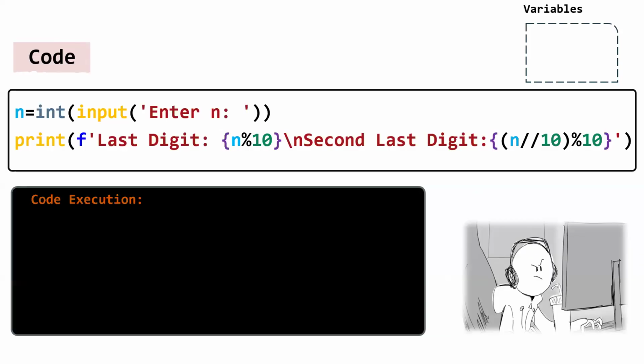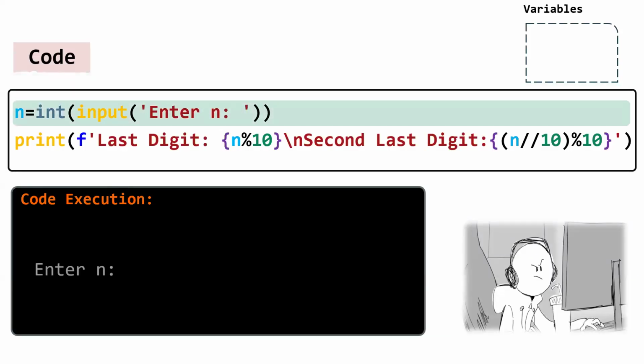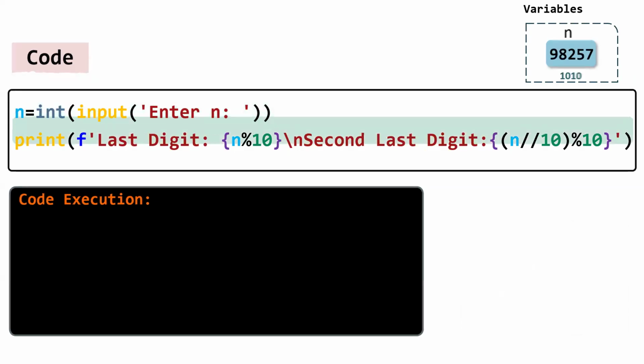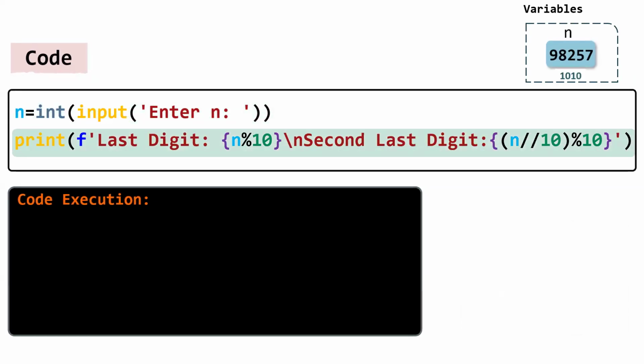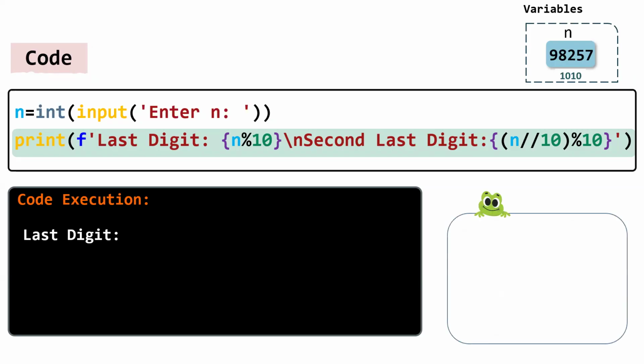Right. Now see, enter n value. The value of n I have entered is 98257. Next step, it is stored inside my memory, and the variable assigned is n. Now, executing the second line, you can also store that inside other variables and print them, or you can directly print them in your print statement. That is also fine.